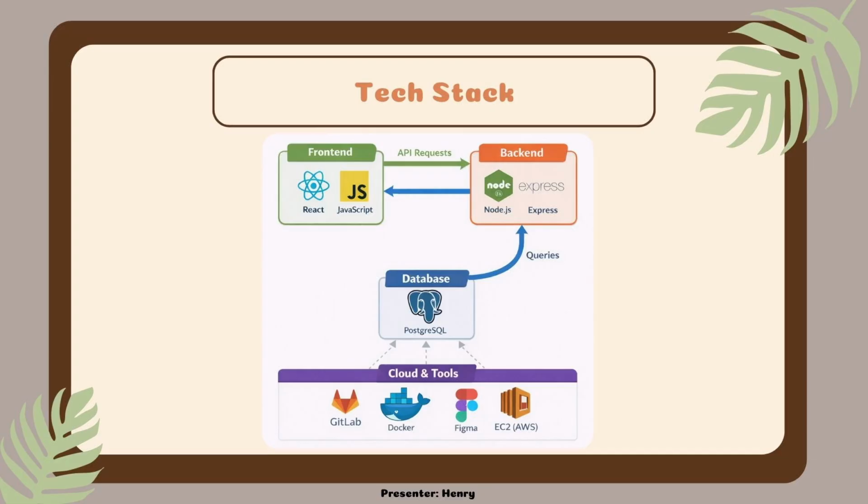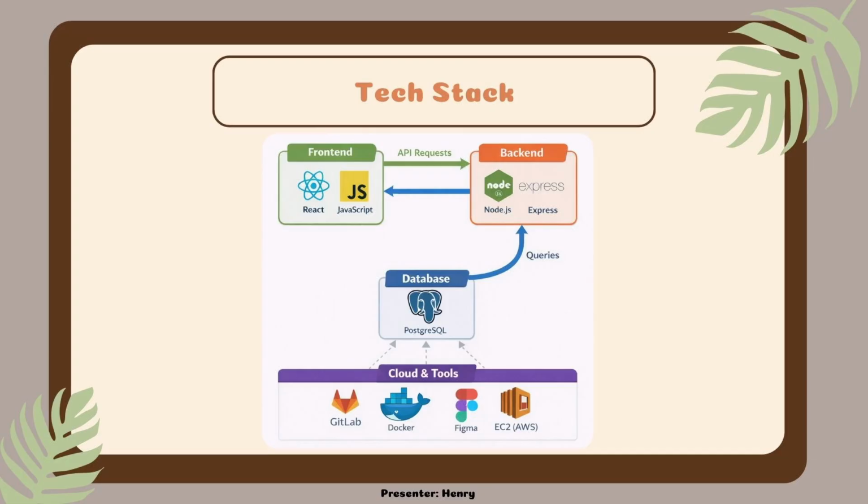The backend is a Node.js and Express server written in TypeScript. It exposes a REST API that the frontend communicates with. We use Prisma as our ORM. It gives us a type-safe query layer on top of Postgres and made schema migrations much easier to manage throughout the project. For the database, we're on Postgres hosted on AWS.